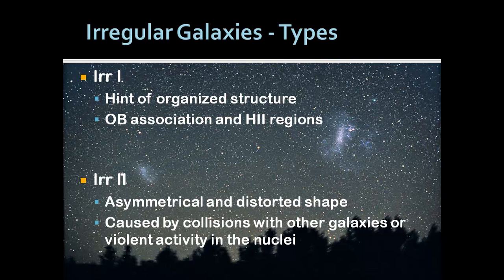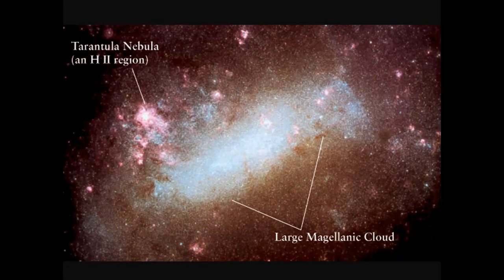Now the irregular type 2 galaxies tend to be asymmetrical and really distorted in shape. And they seem to have been caused maybe by some kind of collision with other galaxies, or some kind of violent activity within the nucleus of the galaxy. So very irregular shape in these guys. Okay, so here's the large Magellanic Cloud up close. As you can see, it's just got some kind of structure to it, a little bit elliptical, but not much spiral shape, maybe a weird kind of bulge, just very irregular in general.